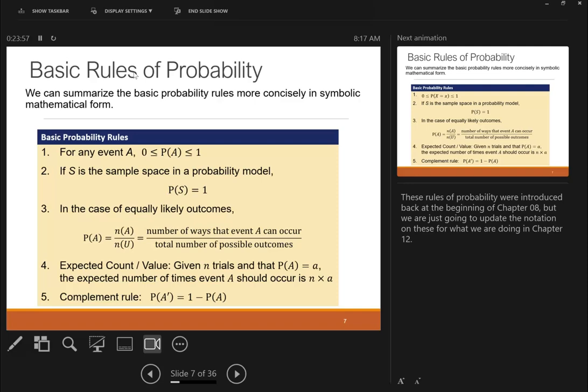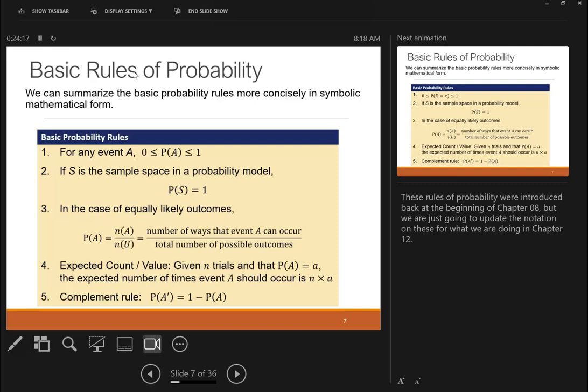If I rolled a 6-sided die 6 times, how many times would you expect to roll a 3? Once, right? 1 out of 6 times 6. Is everybody okay there? All right.